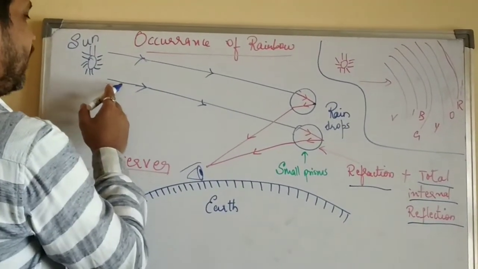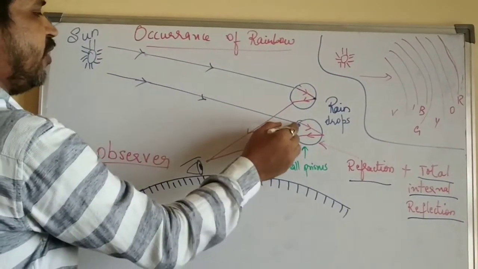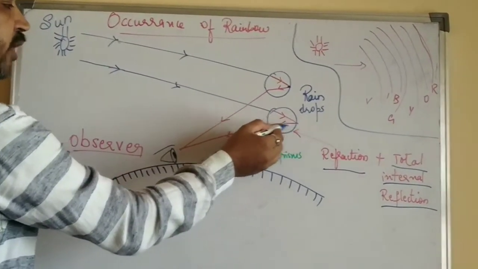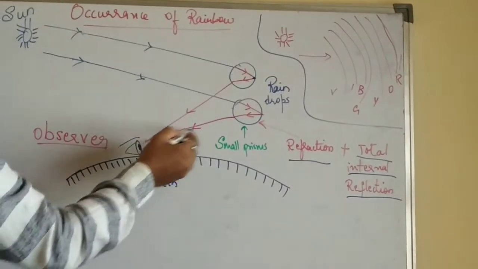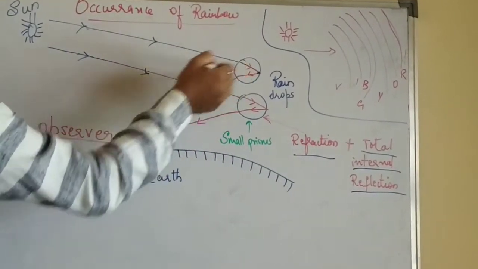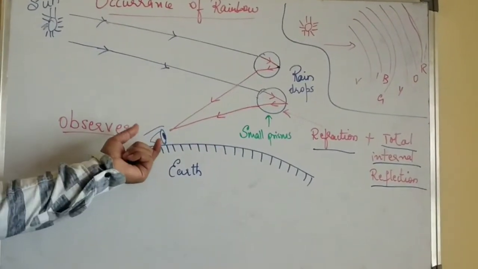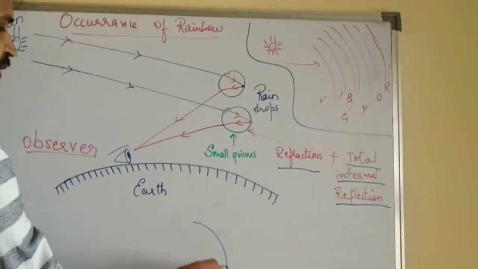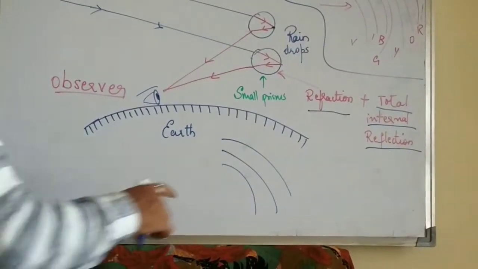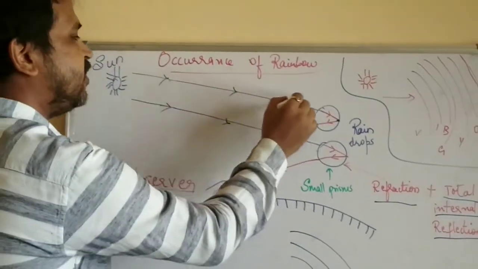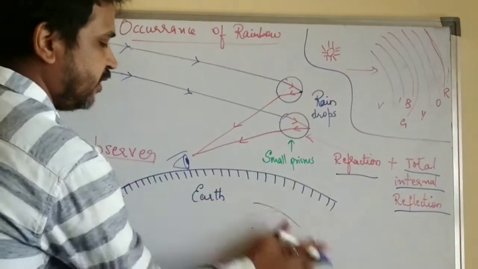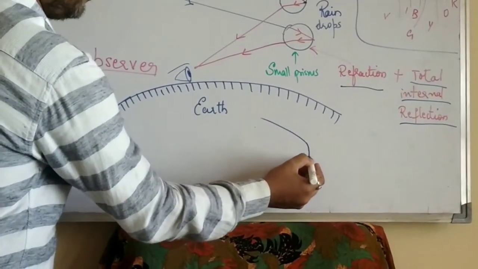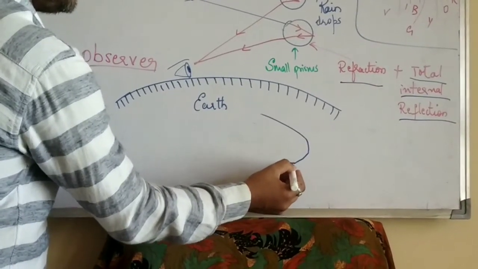Similarly, you can see one more parallel ray of light falling on another droplet. Within the droplet, it underwent refraction, then total internal reflection, then refraction again. You can see both the rays are converging here. Now the observer is observing all those 7 colors in the form of arcs like this. Now this is the reason. The rays of the sun are coming like this, undergoing refraction, undergoing total internal reflection, and coming back.